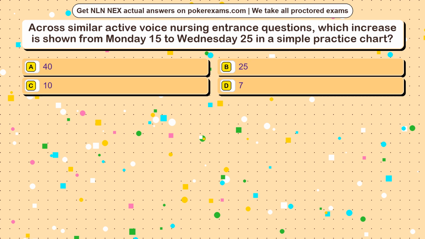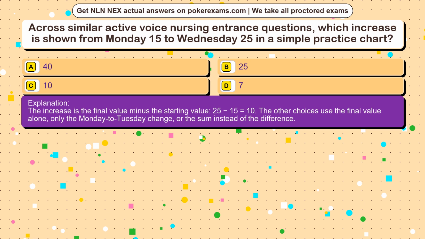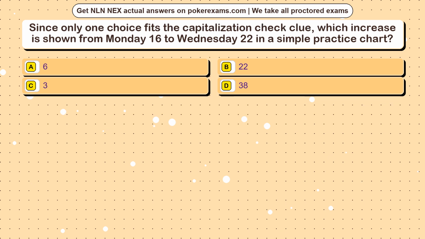The correct answer is option. The increase is the final value minus the starting value, 25 minus 15 equals 10. The other choices use the final value alone, only the Monday to Tuesday change, or the sum instead of the difference.